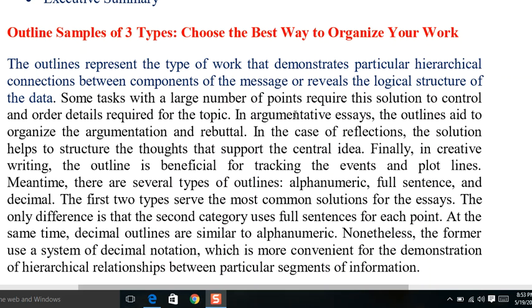Well, this outline is applied in social sciences, in creative writing, essays, and others, but the same thing, it is used in scientific writing too.